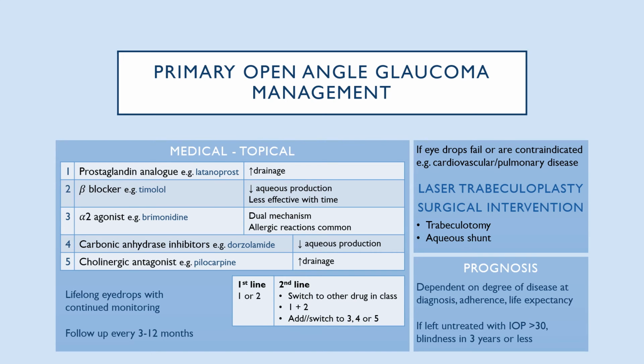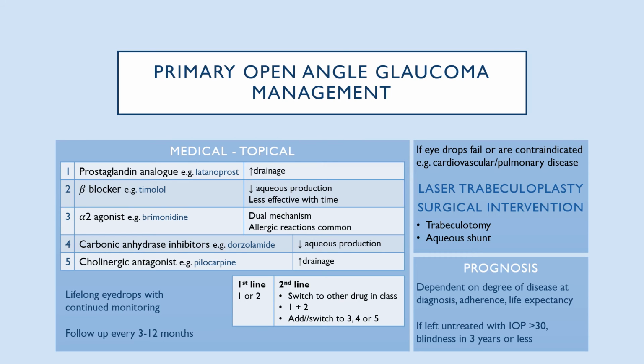If the eye drops fail or they're contraindicated, so this might be in a cardiovascular or pulmonary disease, then we'll either use laser trabeculoplasty or a surgical intervention such as trabeculotomy or an aqueous shunt, and these are essentially acting to increase the drainage at the trabecular meshwork, which is where the resistance usually is.